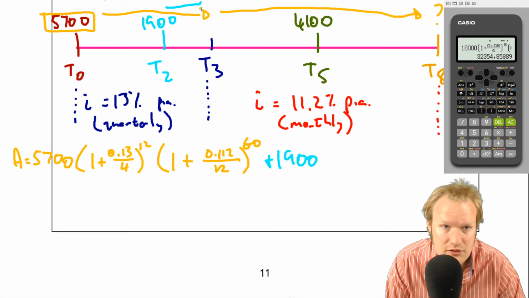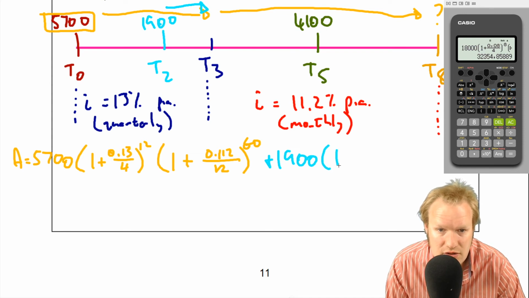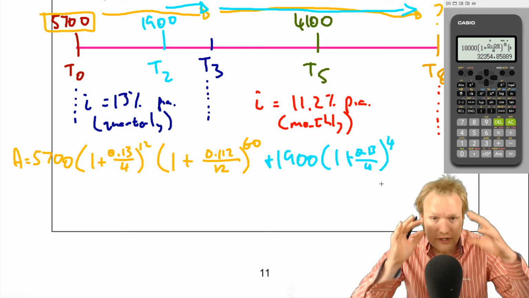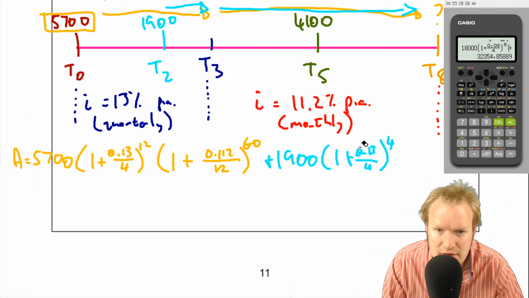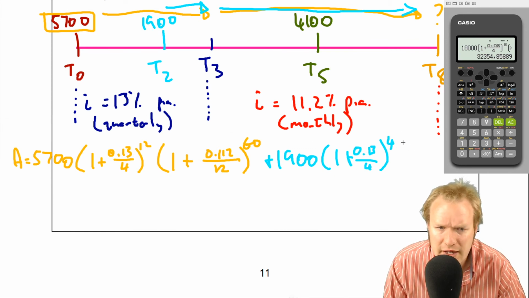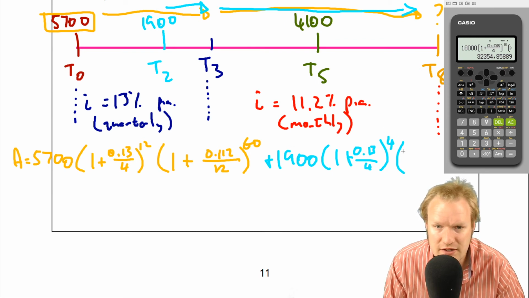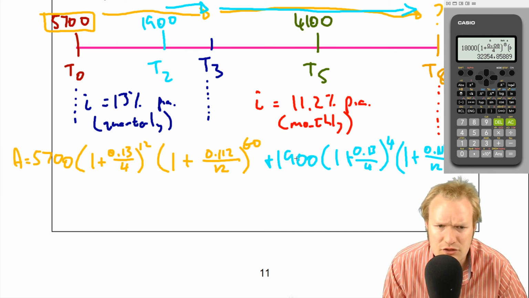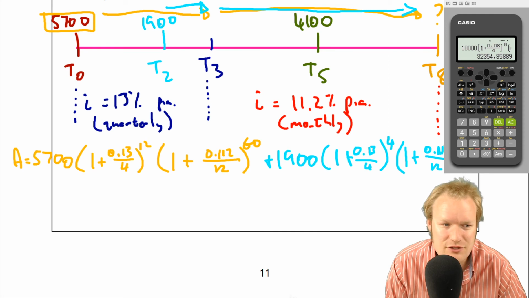So to start with, it's going to go along at 1 plus 0.13 over 4, just for 1 year, so 4 quarters. Then that amount is going to be reinvested. And let me change that, that's 0.13, it looked like a 2. And that's going to be invested for 5 years: 1 plus 0.112 over 12 for 5 years. I can see it maybe being useful to use our calculator for some of these, storing as variables.